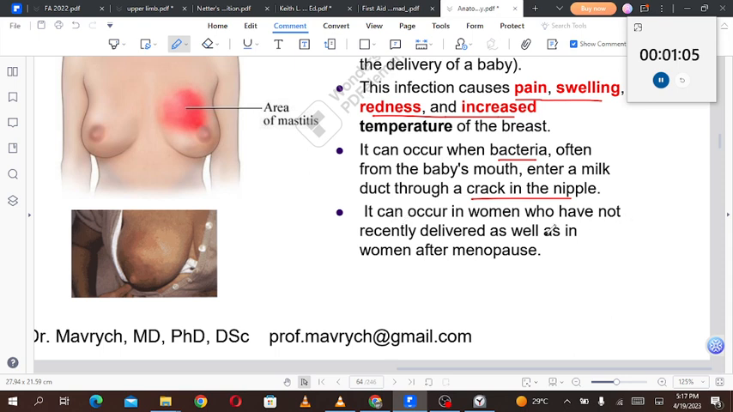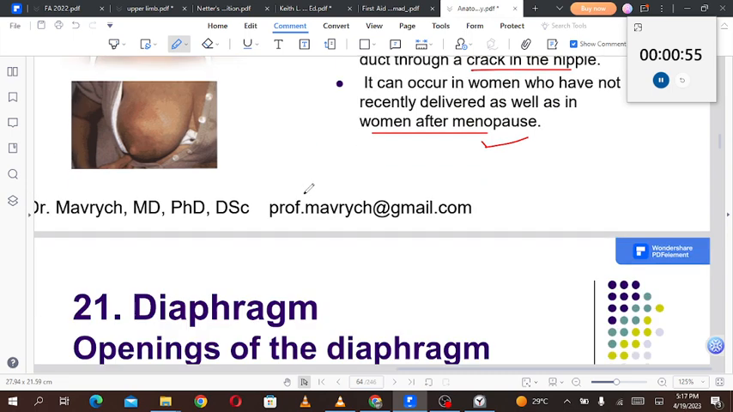It can occur in women who have not recently delivered, as well as in women after the menopause. So although it is most commonly associated with breastfeeding, it can happen in women who have not recently delivered or in women after the menopause.